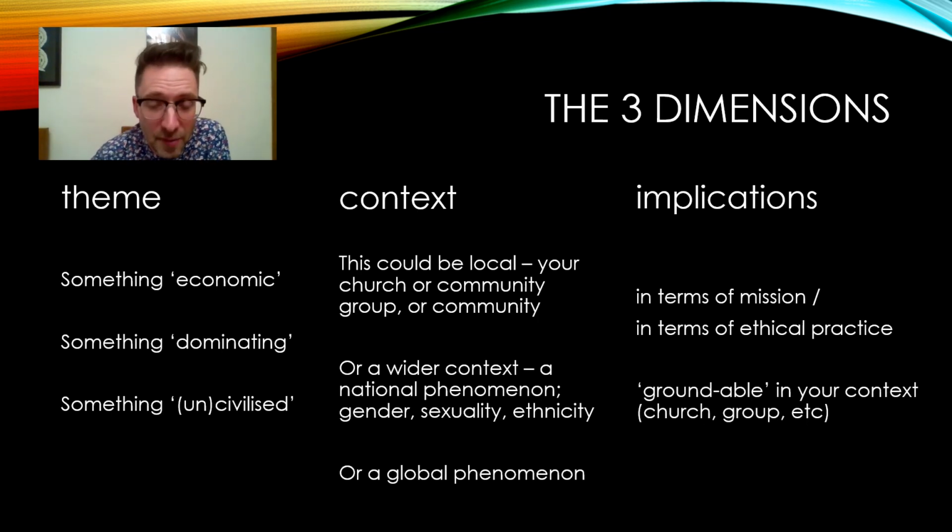So you're choosing something within one of these themes, which are very broad, so it gives you lots of scope to think in lots of different creative directions. Something economic, something dominating, something uncivilized. Then something to do with your context, and again that can function at many different levels. Something very local, your church or community group or community, or it could be a wider context, a national phenomenon to do with debates about gender or sexuality or ethnicity, or it could be a global phenomenon to do with poverty or a different kind of justice or the exploitation of the earth.